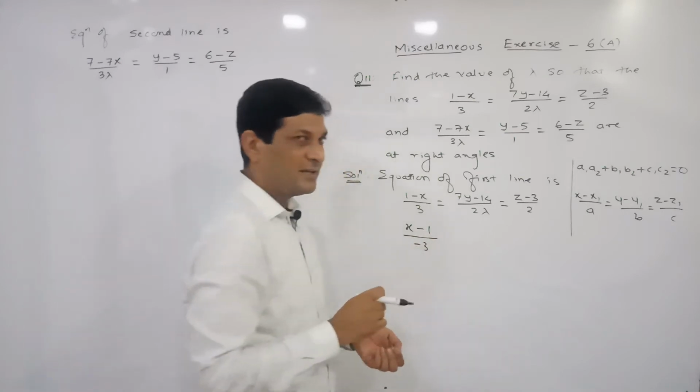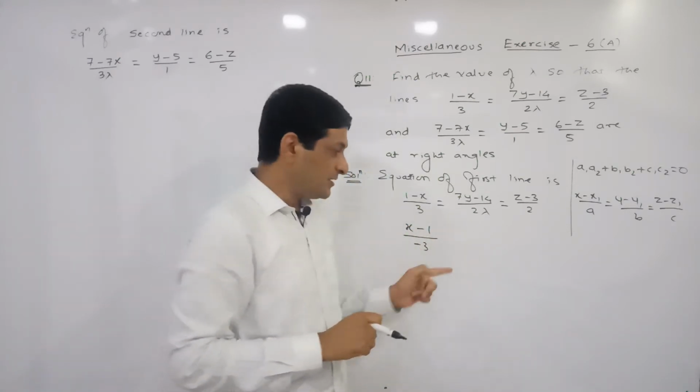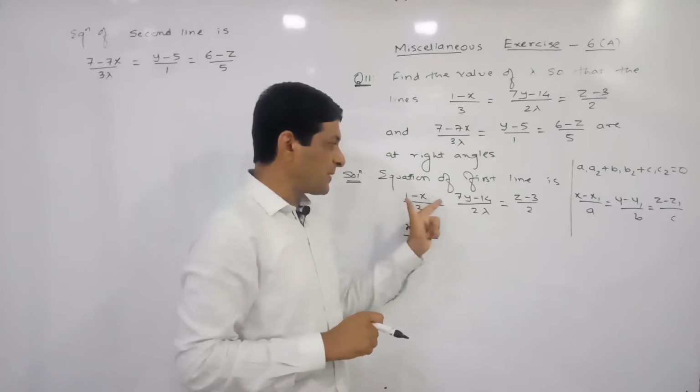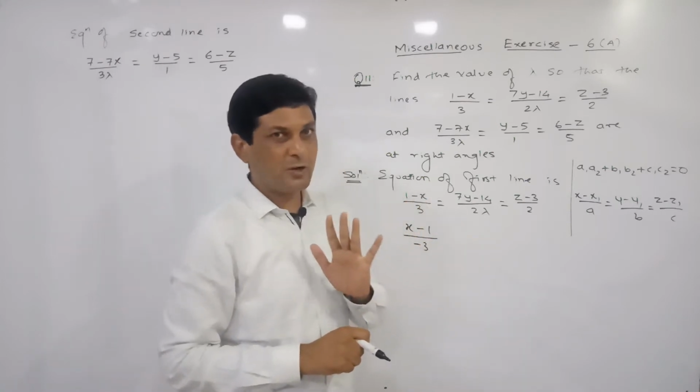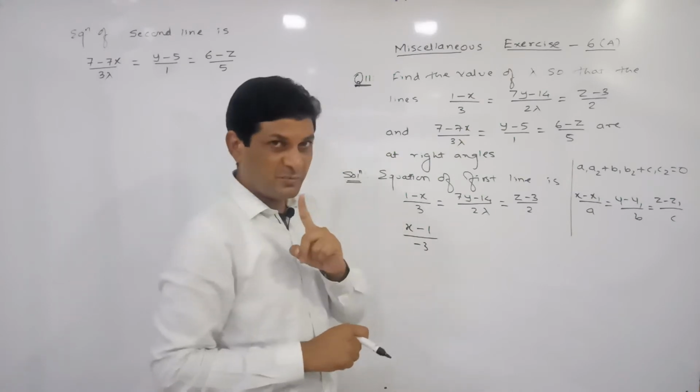So what we will get here? Minus 3. 3 into minus 1 is minus 3. This result we have got simply by multiplying the numerator and denominator by what? Minus 1. As it stands, what is the important thing? Coefficient of x will be equal to what?